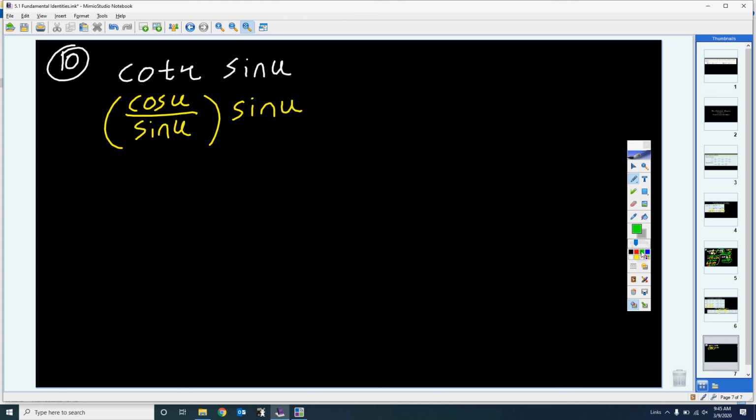Well, I could put sine of u over 1 if I wanted to. I don't really have to, but maybe that helps you see better that I have a sine on top and a sine on the bottom. So those two cancel out, and I'm going to end up with cosine of u, and I could put over 1 or just leave it cosine u.